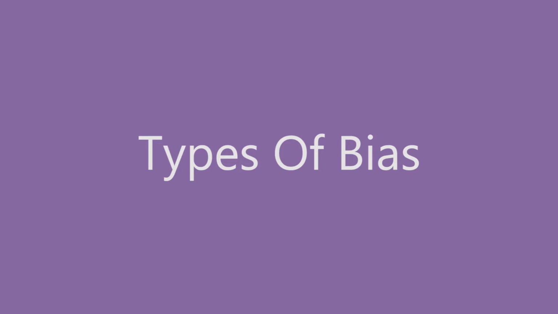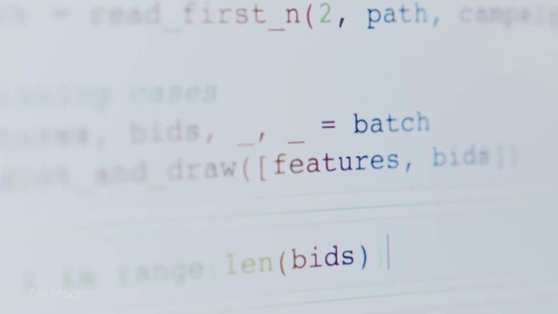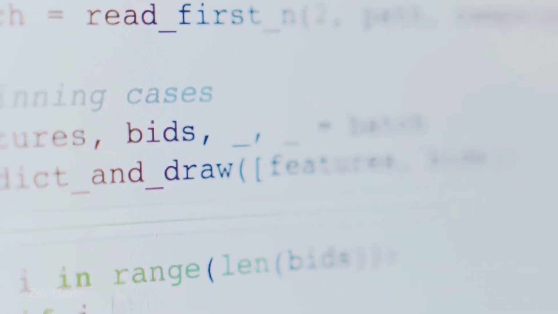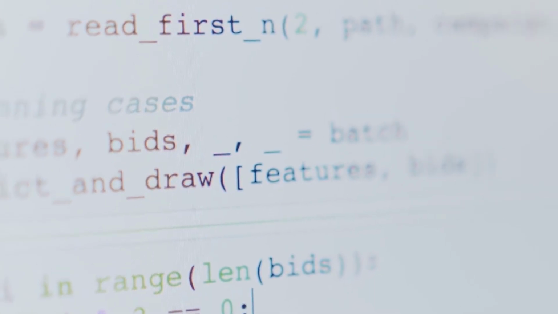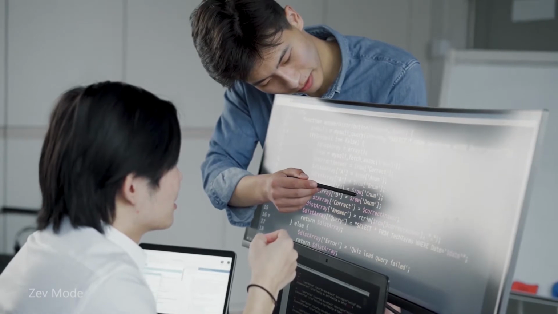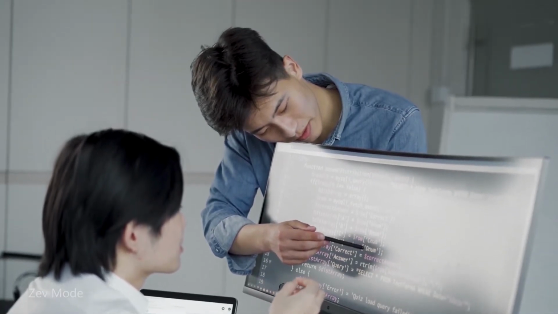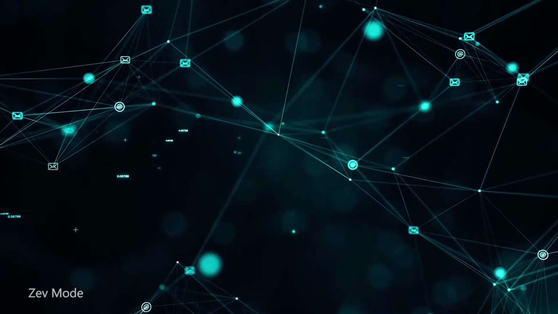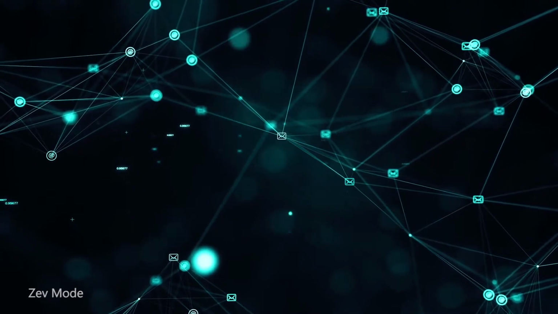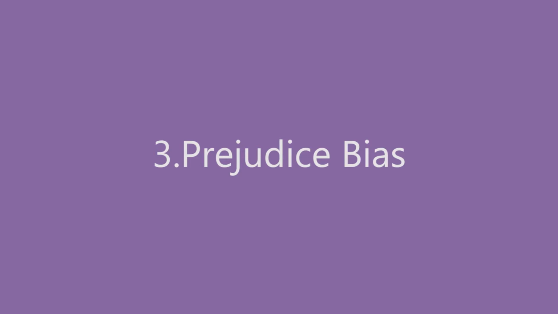Types of bias. Number 1. Algorithm bias. Like its name suggests, this type of bias is located within the algorithm that powers the machine learning process within a model. Number 2. Sample bias. When the data used for training is flawed, this type of bias will occur. It mostly happens because the dataset is not large enough or doesn't accurately represent the use case of the machine learning model. Number 3. Prejudice bias.